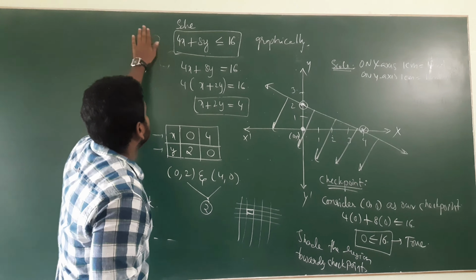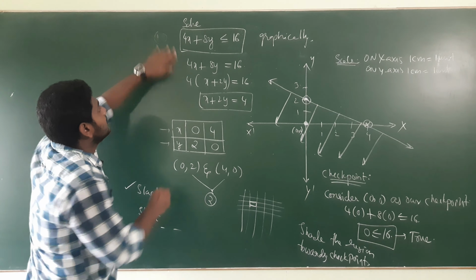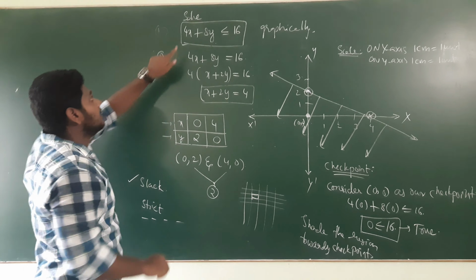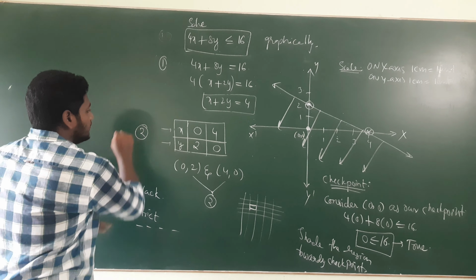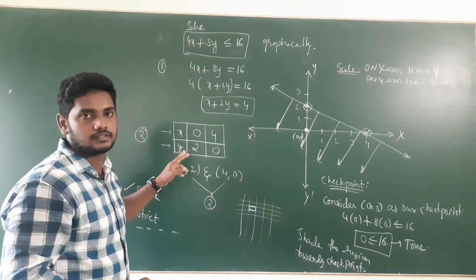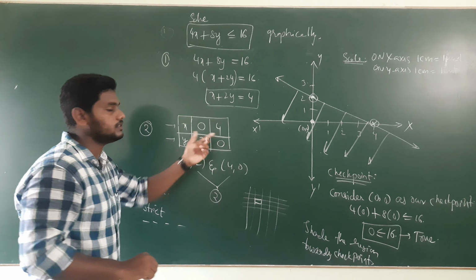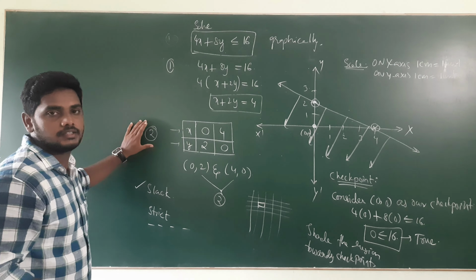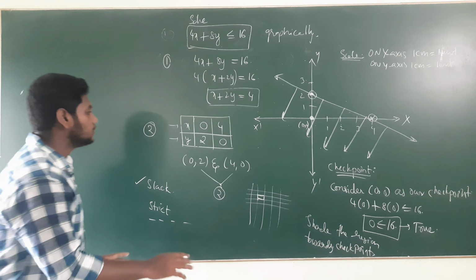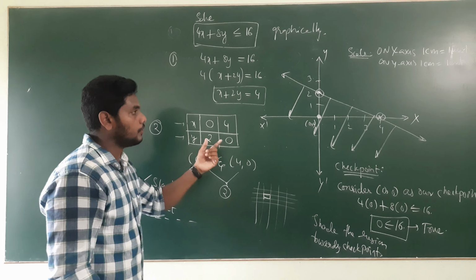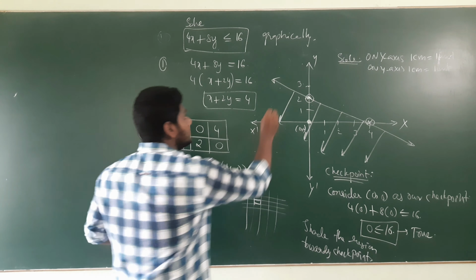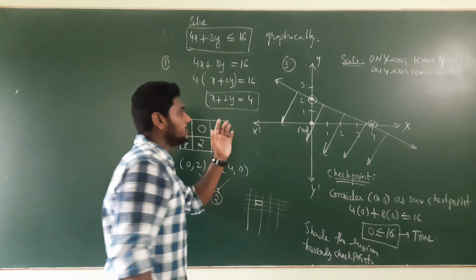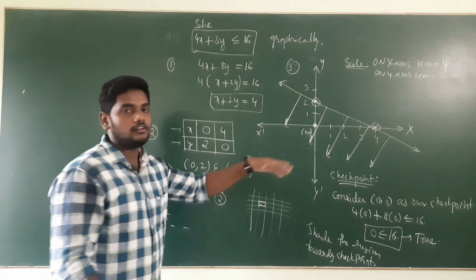First step, listen carefully. First step is converting the inequality into an equation. Second step, getting points from the equation: x equals 0, y equals 0. Then what is the third step? After plotting the points on the graph, the third step is very essential: draw the line on the graph. After drawing the line, what is the next step?